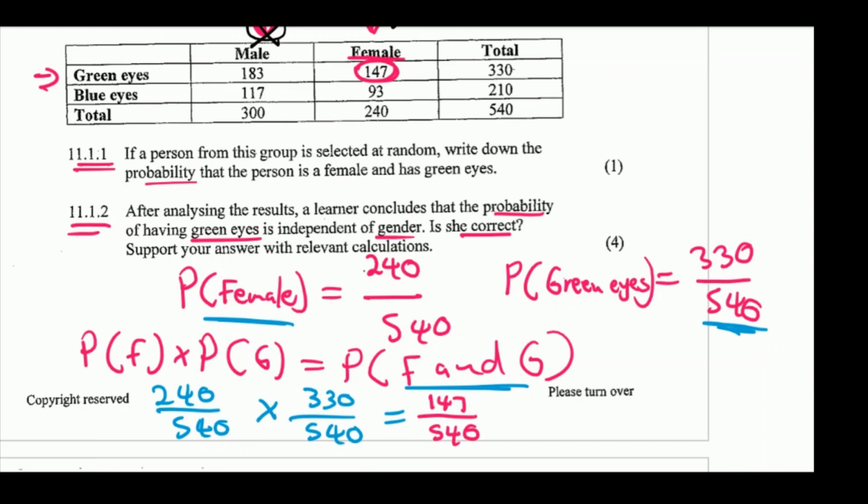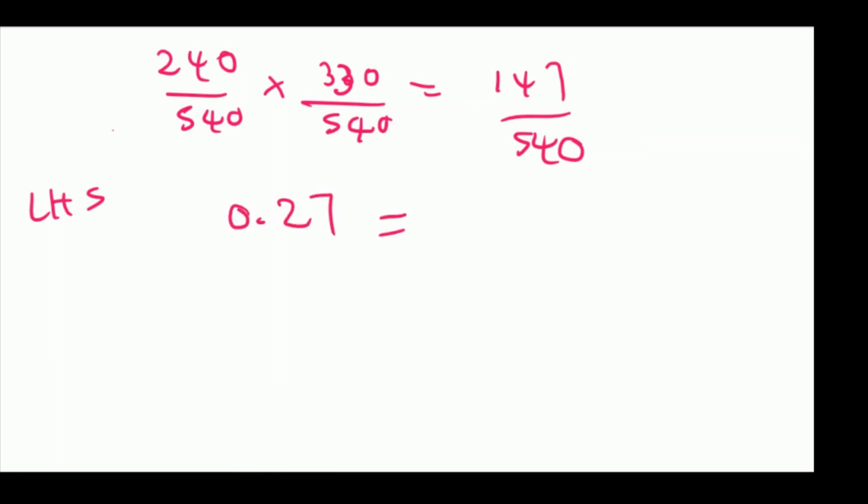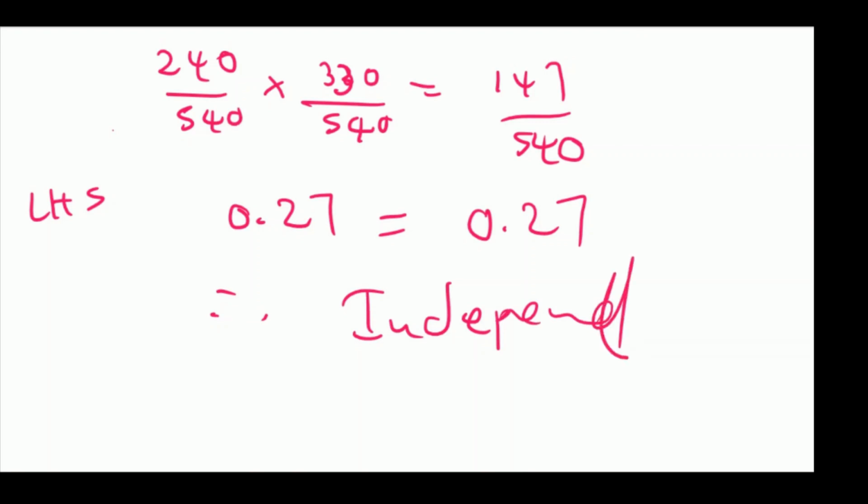So we have to see if the left hand side is equal to the right hand side. So let's see that. Having 240 over 540 multiplied by 330 over 540 is equal to 147 over 540, right? The product of the left hand side is going to give you 0.27 and the right hand side is 0.27. So therefore the events are indeed independent. So both events are independent.